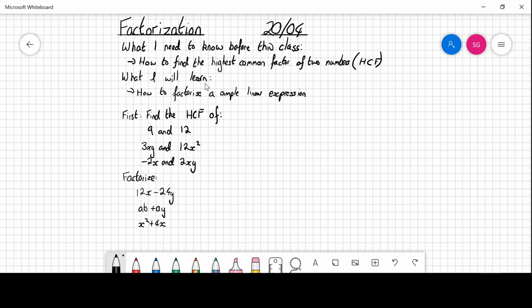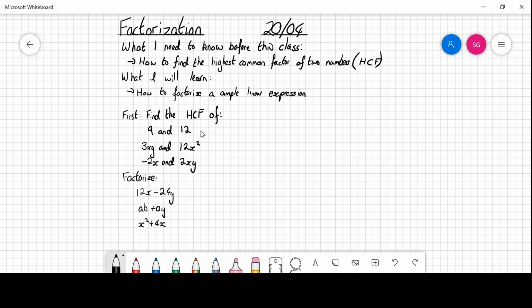And then what will you learn? Well, really just how to factorize a simple linear expression. We're not going to be doing anything fancy in this class. What we're hoping is that everyone, by the end, probably the next week or two, feels confident factorizing a quadratic. If I get to that point, we're doing great, okay? But also, in the process of doing that, we'll be prepared for the other questions that might come up, more simple linear expression questions.